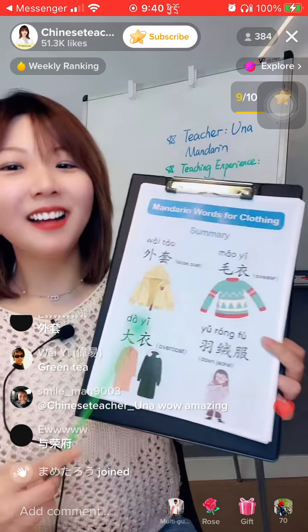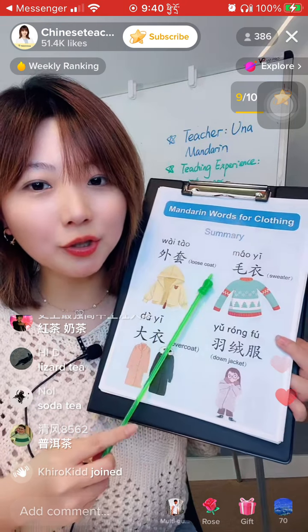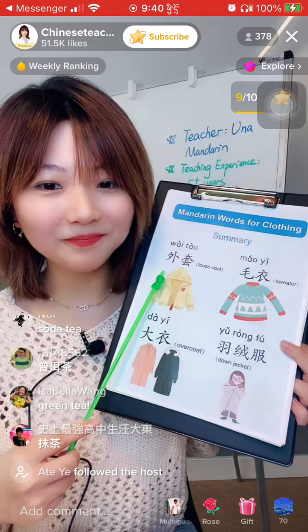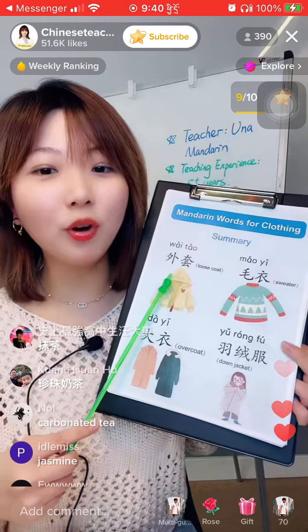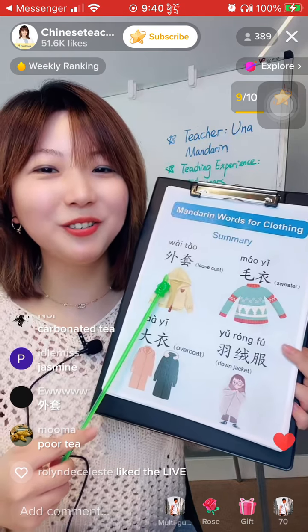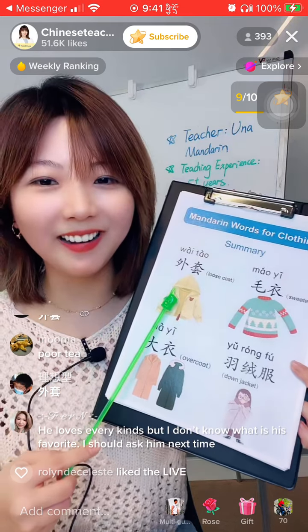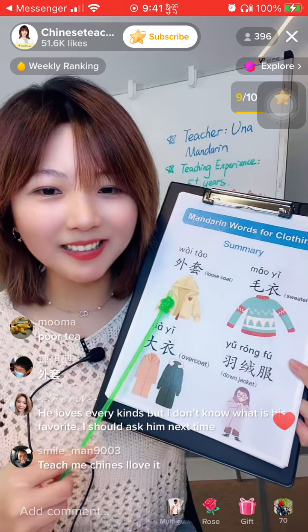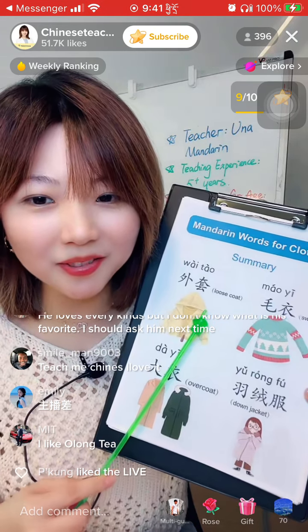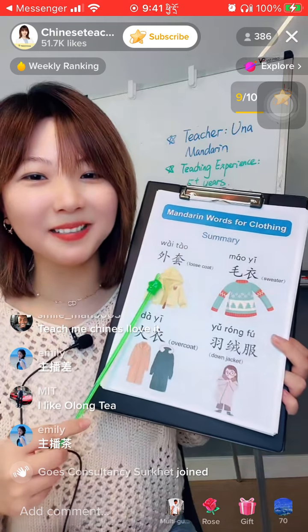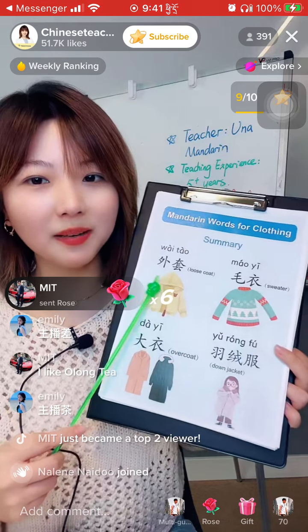你好. Okay, so, let's have a review. We've learned four words. Okay, so the first one, this loose coat is called, can you try first? Ah, 普洱茶, yes, 普洱茶 is really good. 普洱茶 can help you lose weight. You know that? 抹茶, 抹茶也很好。珍珠奶茶, milk tea with bubble. Okay, very good. He loves every kind, but I don't know what is his favorite. I should ask him next time. My favorite is oolong tea. And what else? 茉莉花茶, jasmine tea.